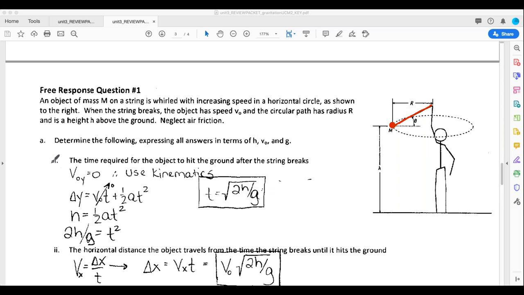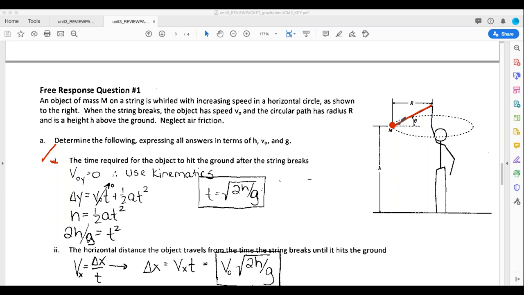One of the things I like about this is it integrates other aspects of the course, specifically unit one concepts and kinematics. This is a horizontally fired projectile. So, you know, it's spinning around in a circle and it's increasing its speed. And then when the string breaks at some point, it exceeds the maximum tension in the string. And question A1 asks, hey, how much time does it take to hit the ground?